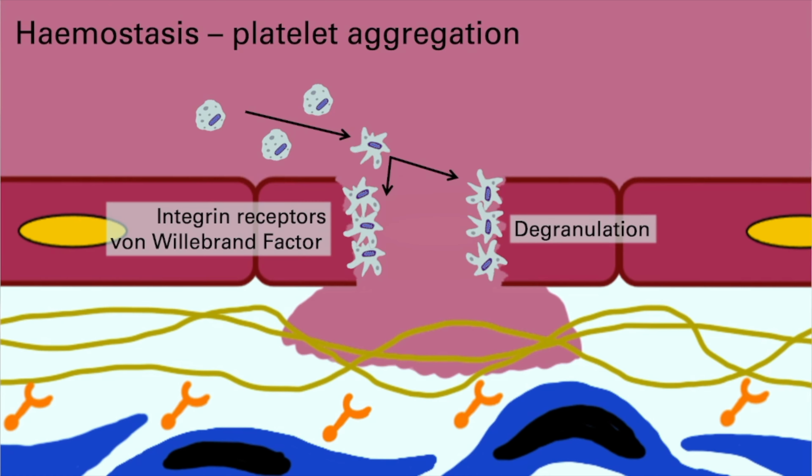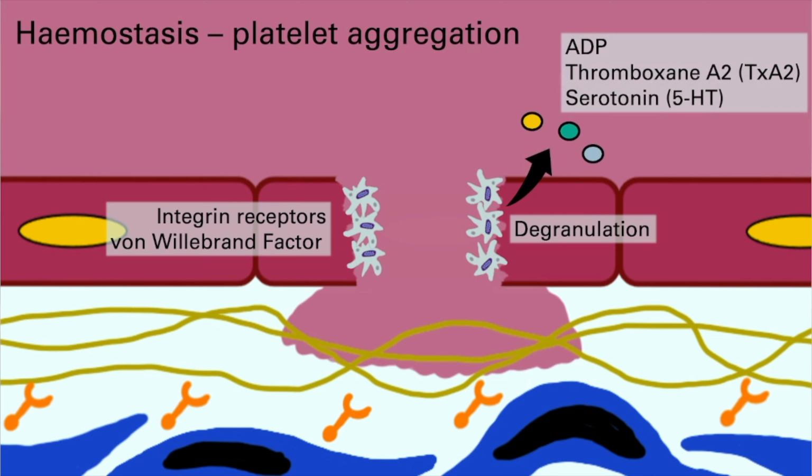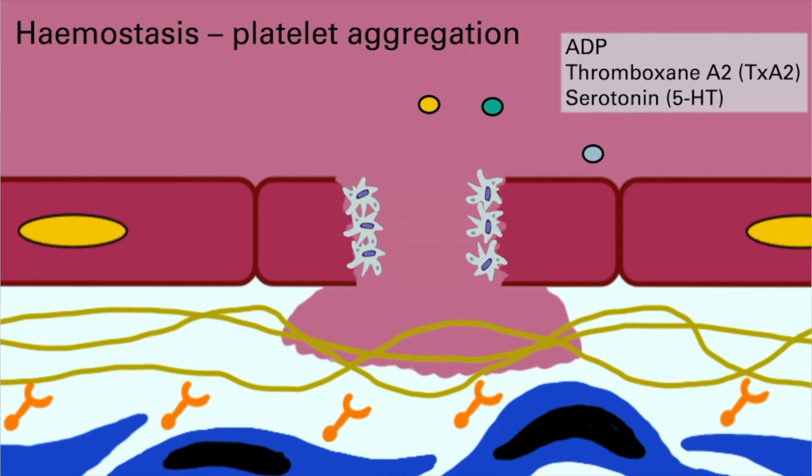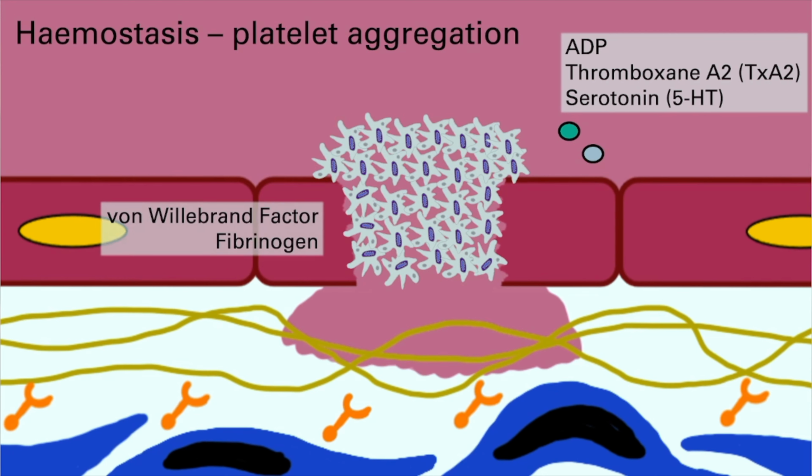The activated platelets degranulate, releasing their contents, including ADP, thromboxane A2 or TXA2, and 5-hydroxytryptamine, which is also known as serotonin. This induces a positive feedback loop as the ADP and TXA2 bind to circulating platelets, activating them, and recruiting them to the site of damage, rapidly increasing the formation of the platelet plug, which blocks the hole in the vessel wall and stops more blood from leaving the circulation.